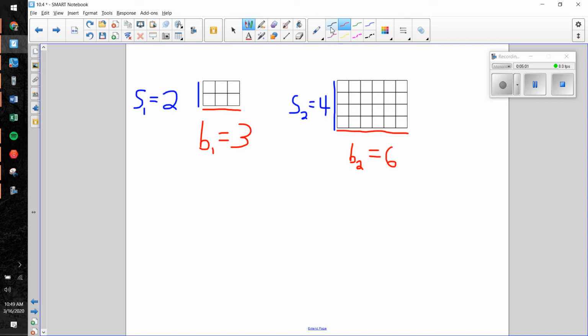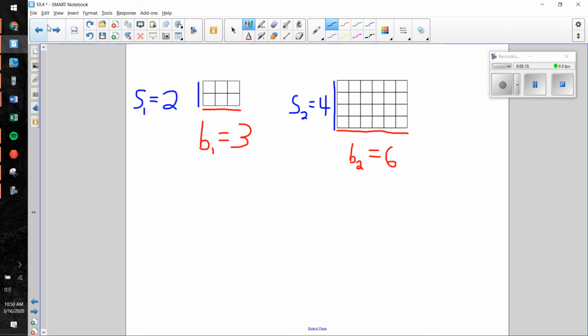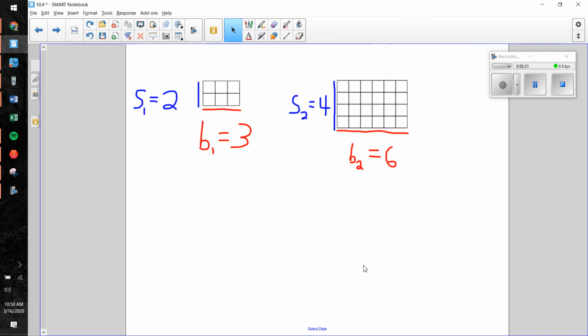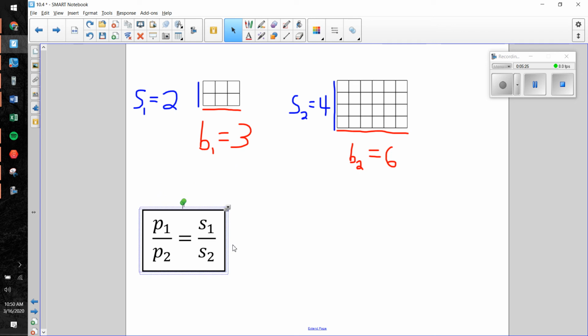Now, the nice thing about this and the big takeaway here as it relates to that theorem that we just talked about is if we set up the ratio right here that we just saw on the last slide, perimeter 1 to perimeter 2 should equal the same ratio as side 1 to side 2. Let's try that. In fact, maybe we can copy that, and let's put it right down here in this figure and see what it looks like.